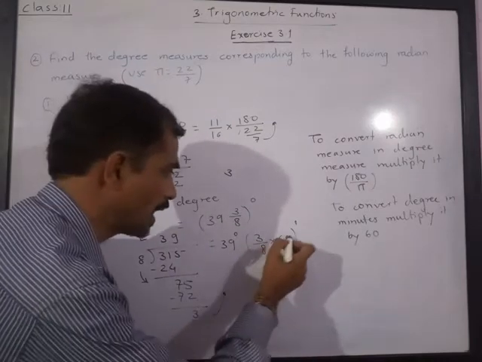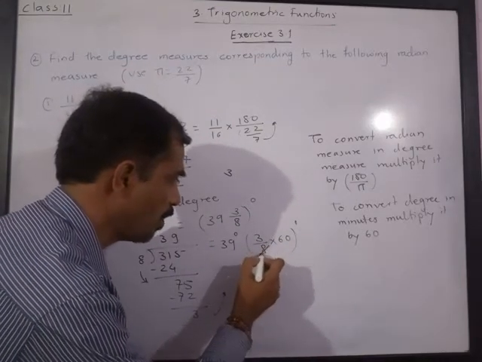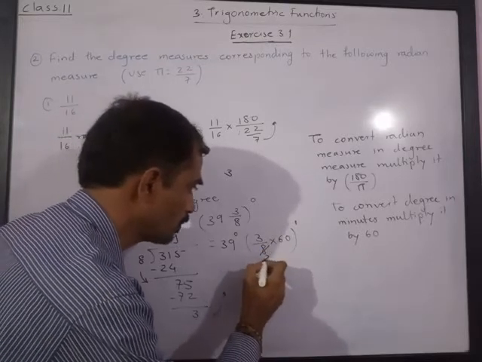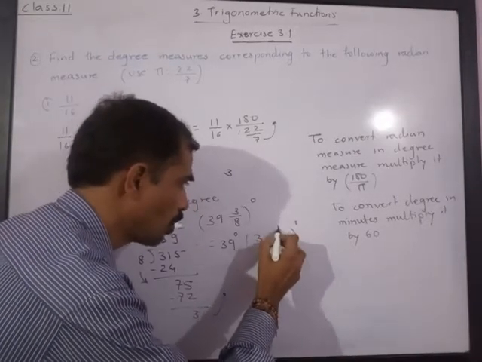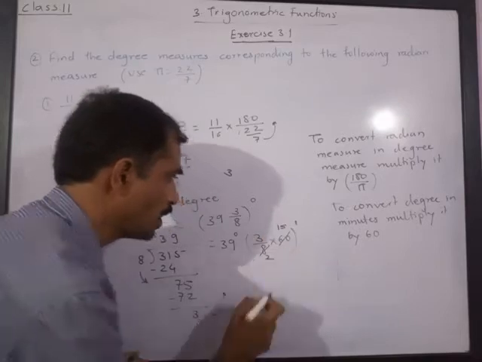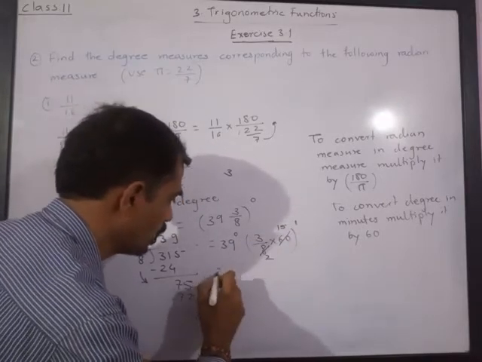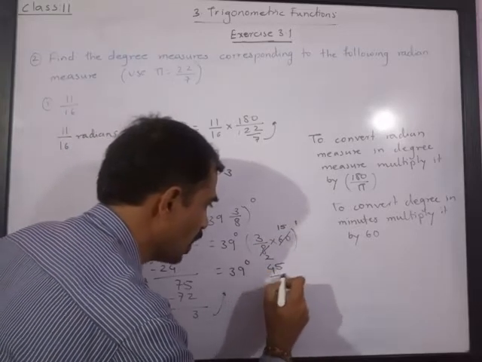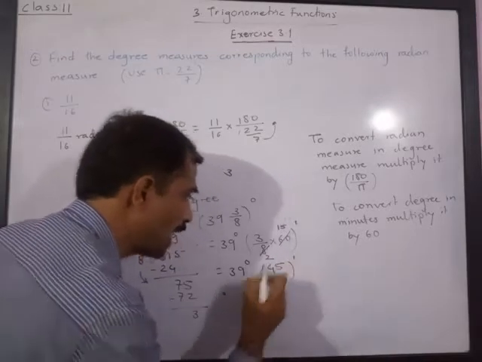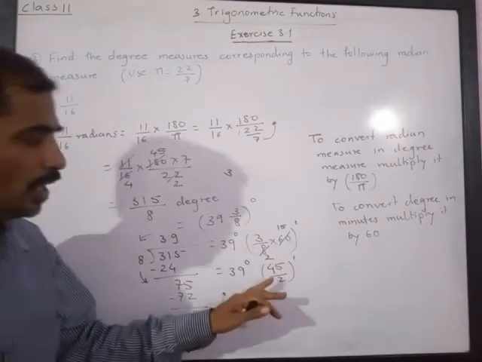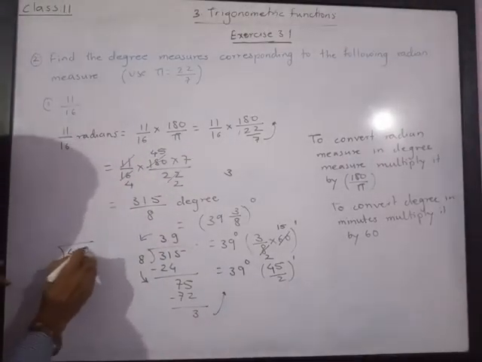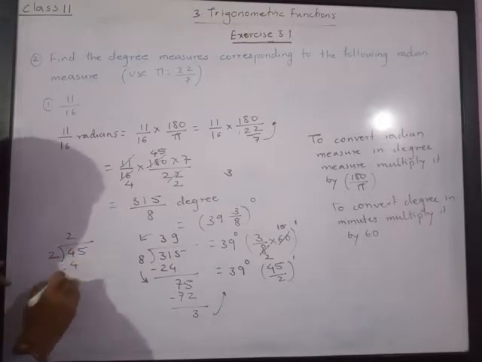So this number is again reducible. You will get 3 upon 4. You can take directly 4 2s are 8 and 4 1s are 4, 4 5s are 20. So this is equal to 45 upon 2. So it means 39 degrees, 15 3s are 45 upon 2 minutes. Again we have got a fraction form. So in order to convert, let us do the division. 45 divided by 2 is: 2 2s are 4.